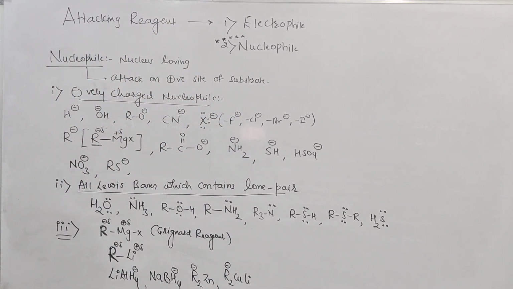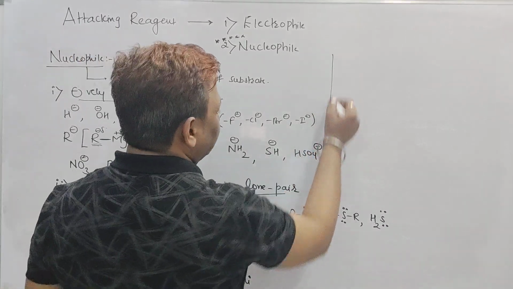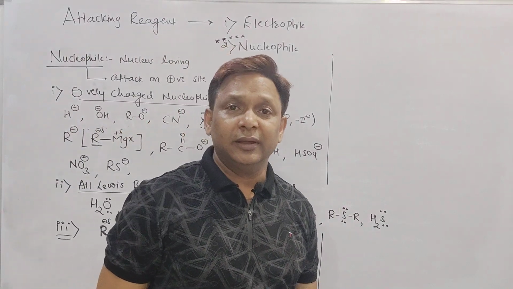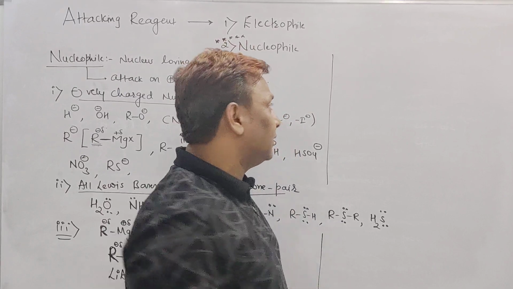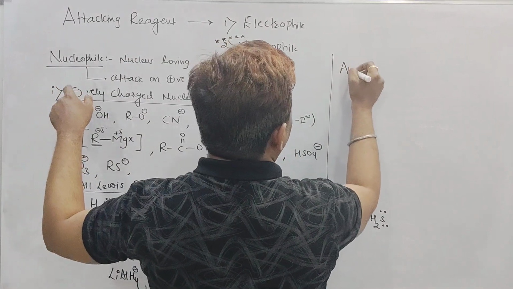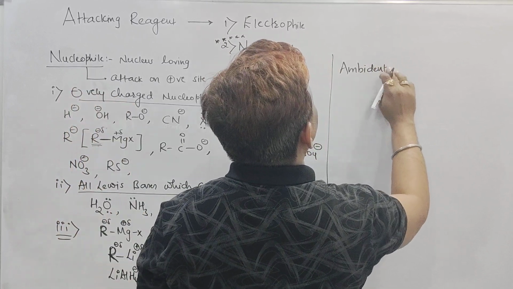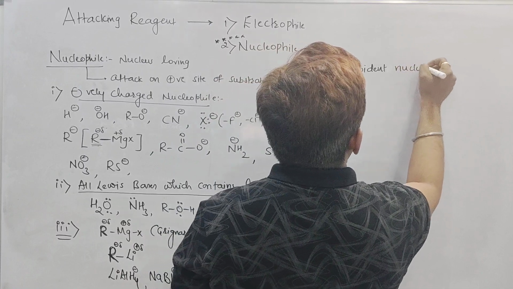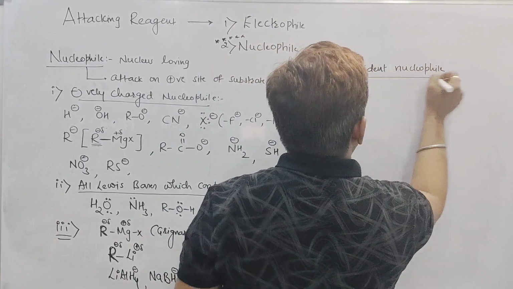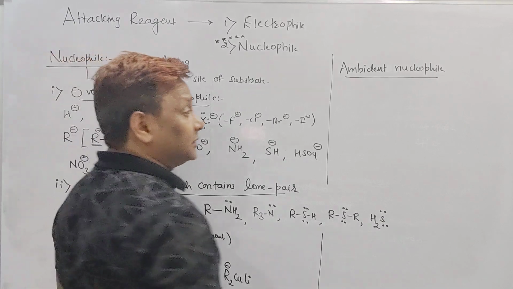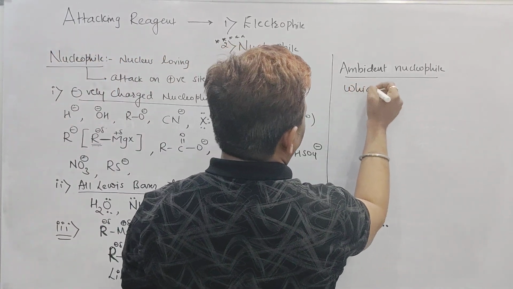But here they can ask one more question: what is meant by ambident nucleophile? Ambident nucleophile means a nucleophile having two sides, and from both sides it has a tendency to donate a lone pair.